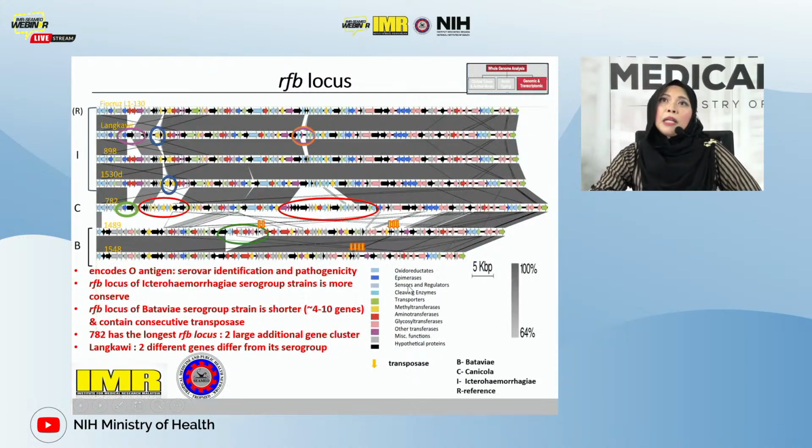Next, we studied the rfb locus, which encodes the O antigen of Leptospira interrogans, and this is associated with serovar identification and pathogenicity. The rfb locus of the Icterohaemorrhagiae serogroup strains is more conserved compared to the rest. The rfb locus of Batavia serogroup strains is shorter, with 4 to 10 genes, and contains consecutive transposases, which is suggestive of genome plasticity. 782 had the longest rfb locus with 2 major gene clusters. And interestingly, Langkawi has 2 extra genes that differ from the strains in the serogroup.